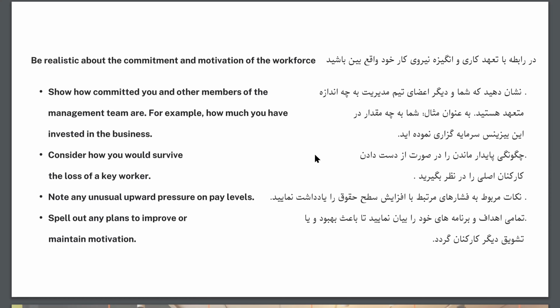You want your business to be bigger than yourself, and some large businesses really struggle with this. And then spell out plans to improve or maintain motivation. This could be mandatory breaks for employees throughout the year, or you can only work this many days a week and then you have to take off.